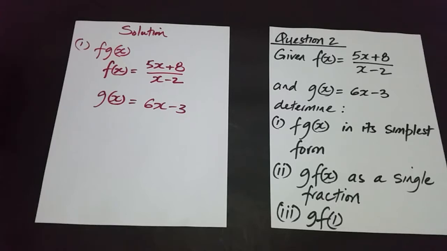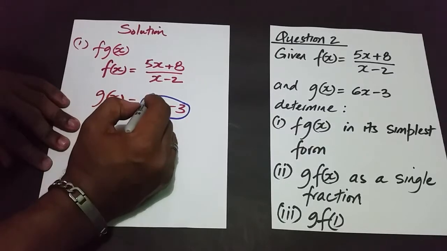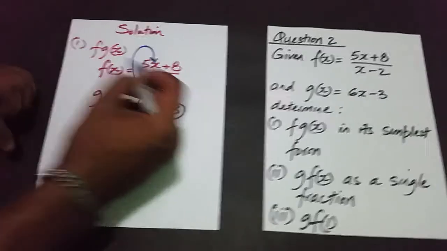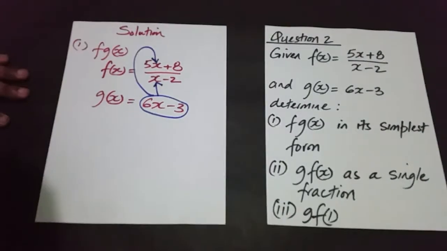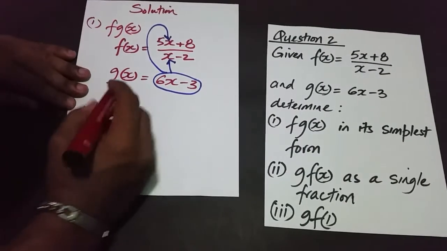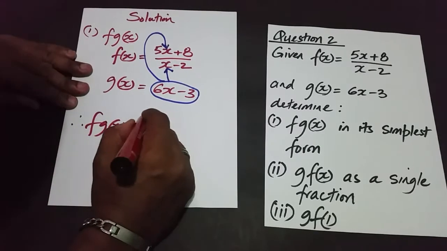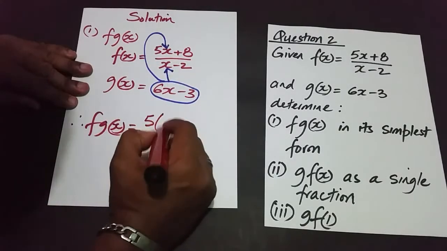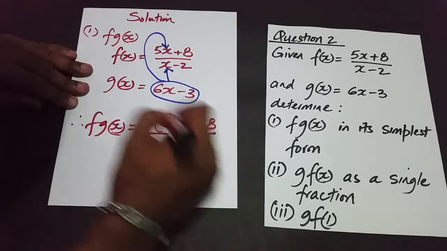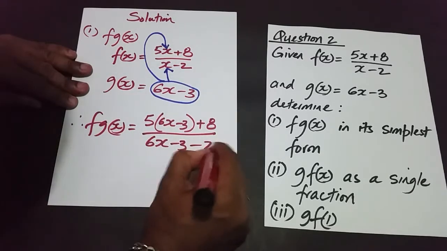And again, the baby kangaroo is going to jump wherever x is. And in this particular case, you have two instances of x. So it's going to jump here, and it's also going to jump there. So we have a case where we have two pouches, so to speak. So therefore, f of g of x is going to be equal to 5, and instead of putting the x now, we're putting 6x minus 3, and that has to be in brackets, and the plus 8 comes back over 6x minus 3 also goes there, and then we put back the minus 2.